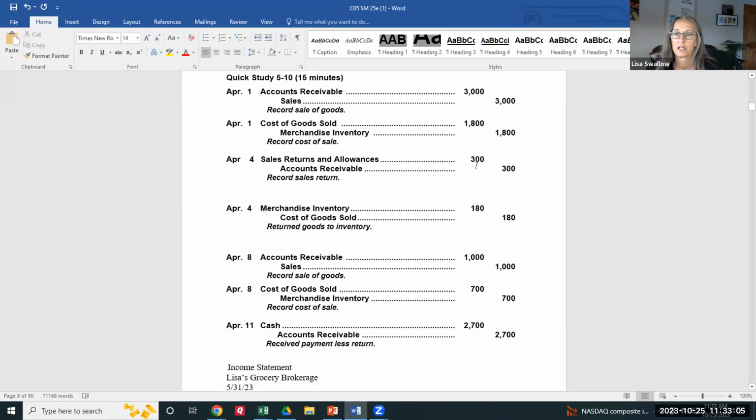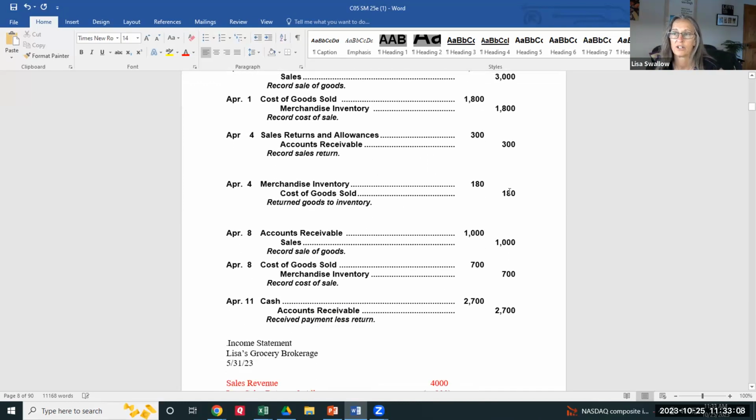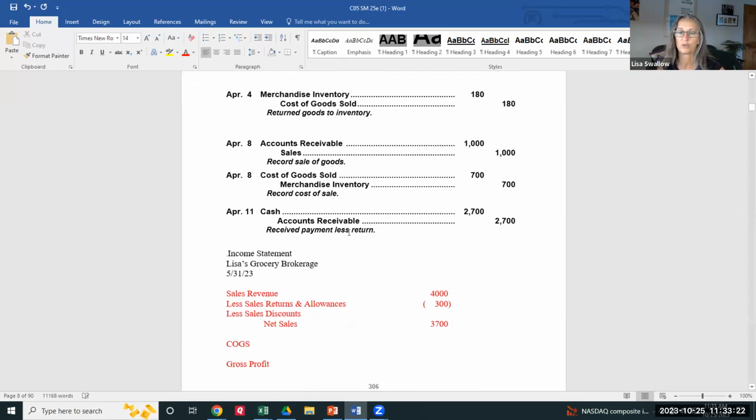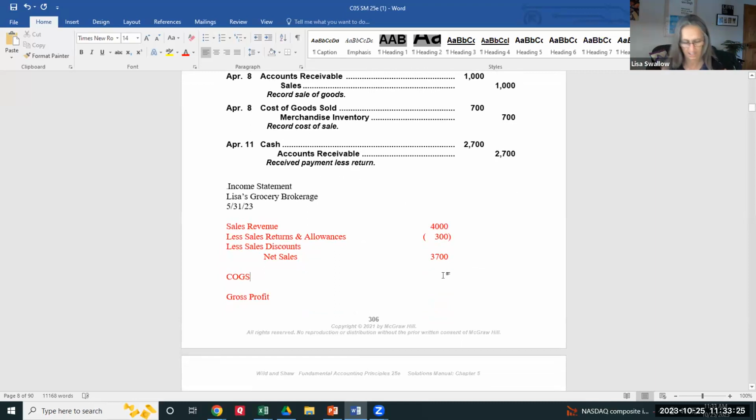$1,800 minus 180. So I've got my T account set up, right? Debit of 1,800, credit of 180, and then another debit of 700. So my cost of goods sold was 2,320, making my gross profit, whatever the difference is between that. Gross profit 1,380. Okay.